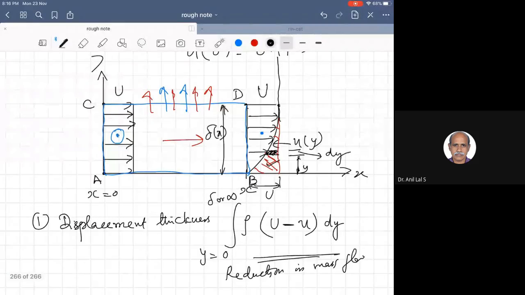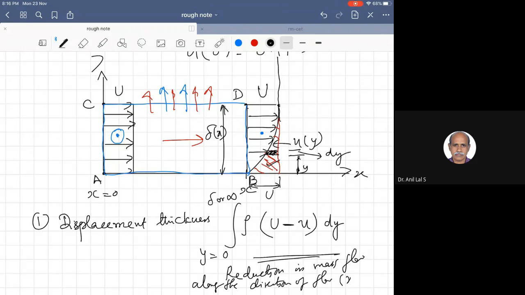because of the formation of the boundary layer. Reduction in mass flow rate along the direction of flow. Here it is x, along the x direction, and there is a flow in the y direction. So there is a reduction of mass flow rate in the x direction.